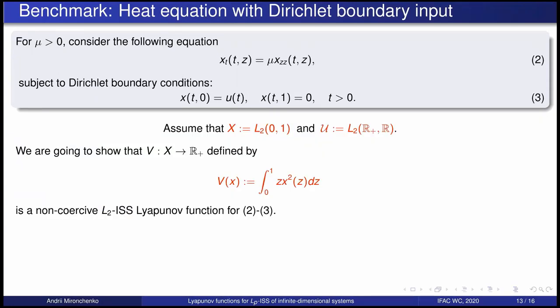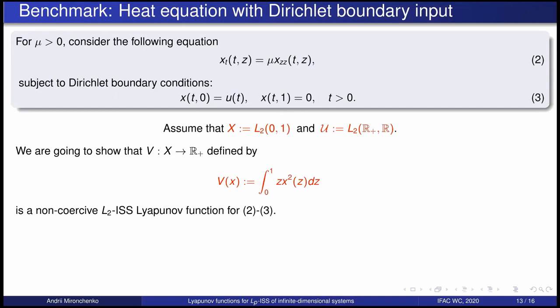Today, I would like to show you that such a weighted L2 norm is a non-coercive ISS Lyapunov function for this system, for the state space L2 and input space L2.